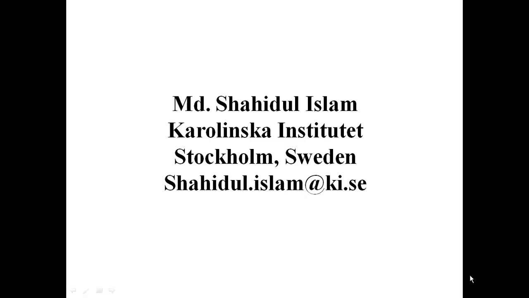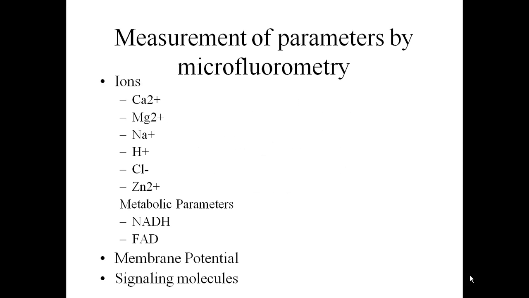So how can we measure concentration of free calcium ion in a living cell? You can do this by using microscope-based fluorometry. This is a powerful method which one can use for measuring the concentration of calcium ion, magnesium ion, sodium ion, chloride ion or zinc ion, depending on which probe you use. You can measure the pH in the cell.